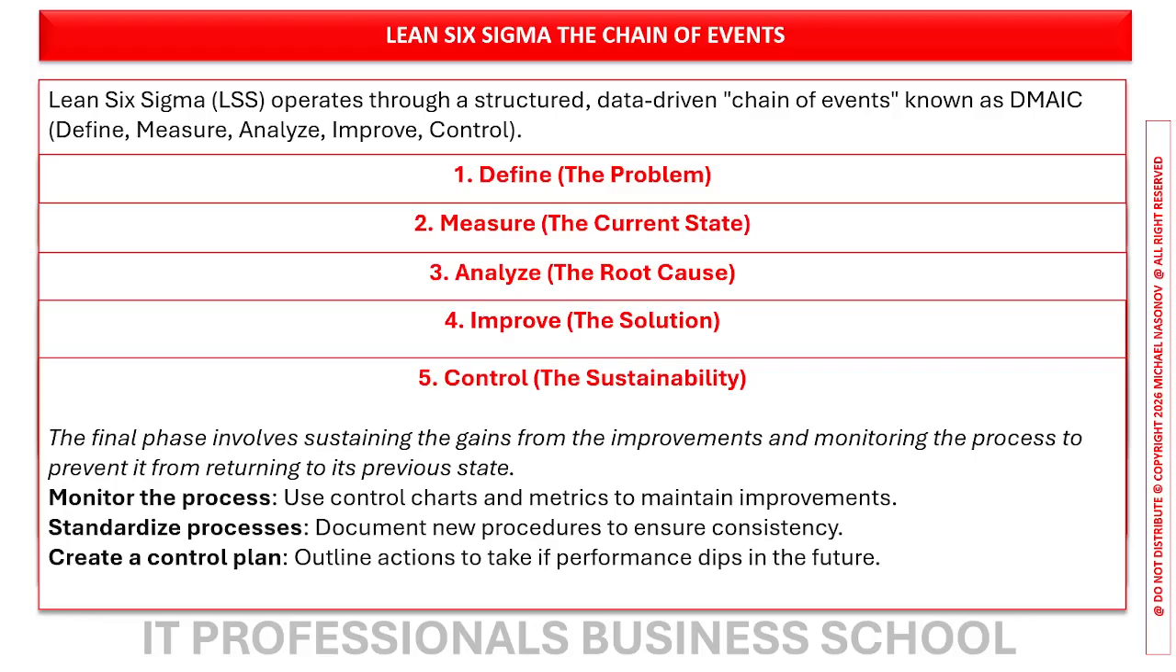And control the sustainability. The final phase involves sustaining the gains from the improvement and monitoring the process to prevent it from returning to its previous state. It involves a few sub-steps like monitor the process using some kind of charts and metrics, standardize processes, which means documenting new procedures, ensure consistency, make it an official standard in your organization, and create a control plan.